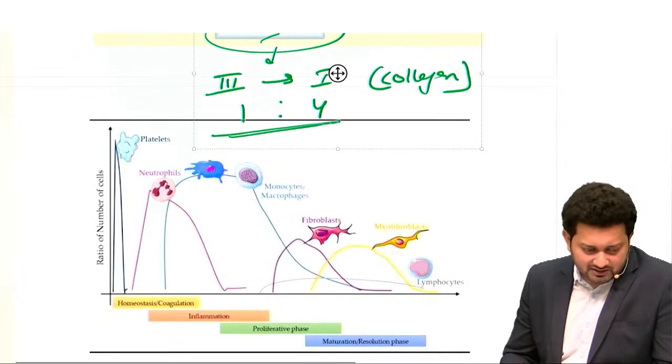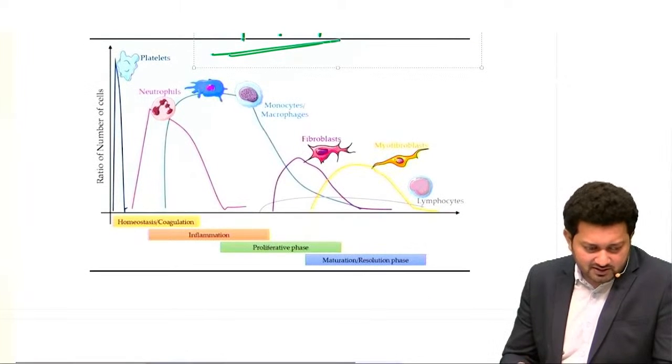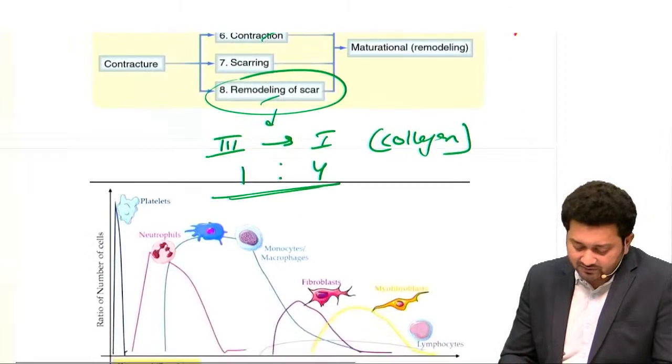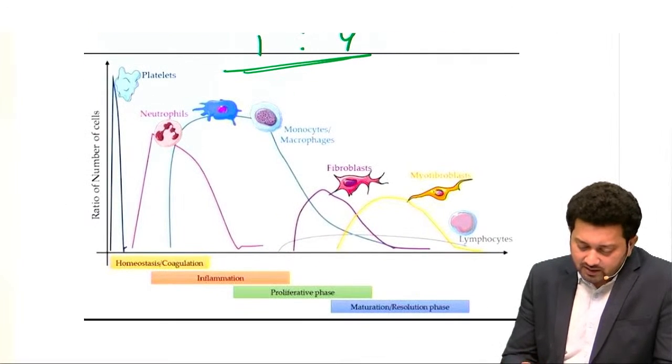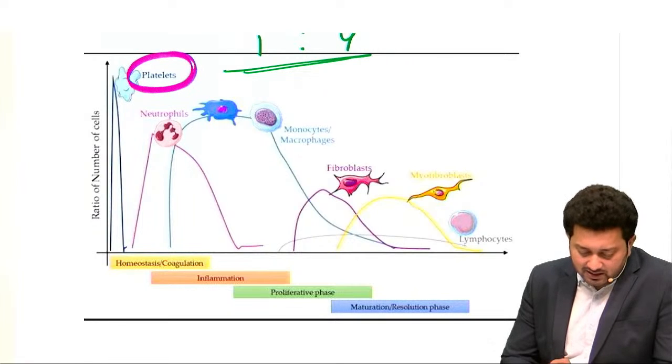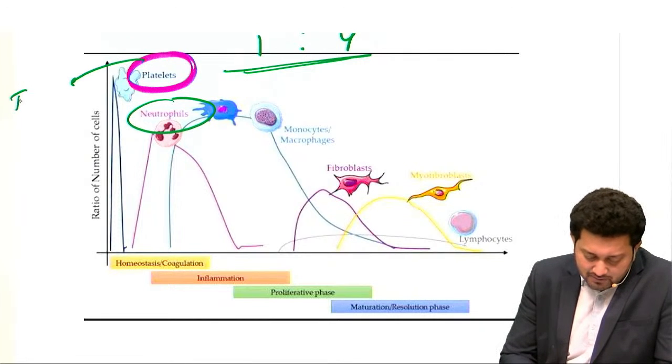This is what I'm saying, that you need to see the options first. There is no need to hurry. See, what is the first cell to come? Platelet. Immediately they come. Then comes neutrophils. Platelet I'll write immediate.